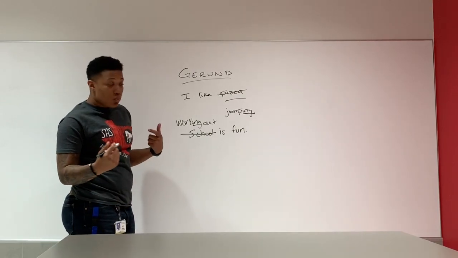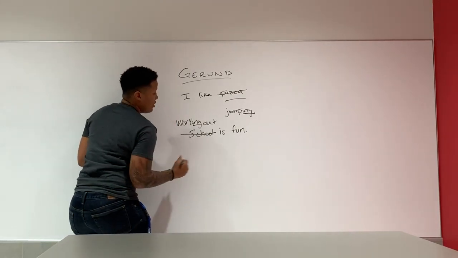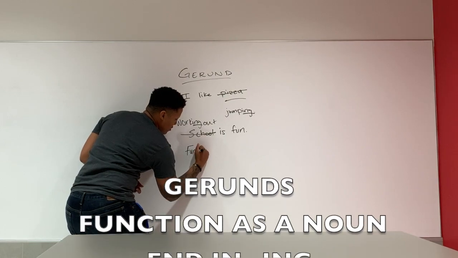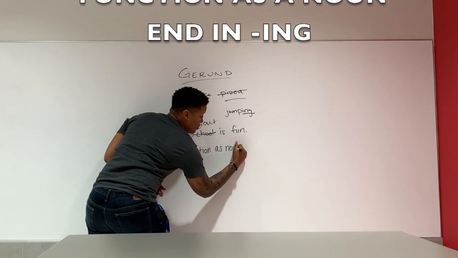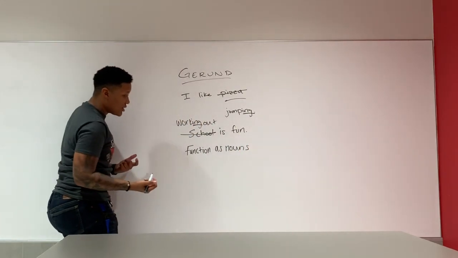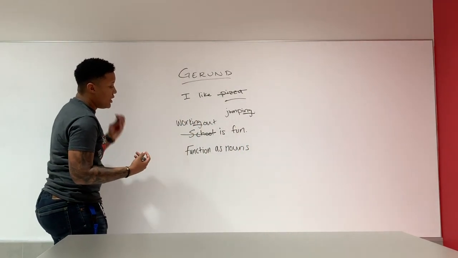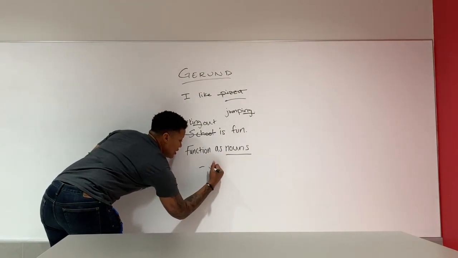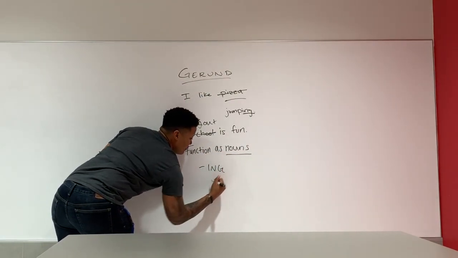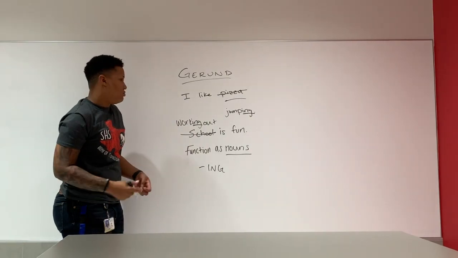So gerunds, the kind of rule with them is they function as nouns, meaning they can be the subject of a sentence, they can be the object of a sentence, they can kind of just fill in. So they function as nouns, and they always end in ing. And that's a gerund.